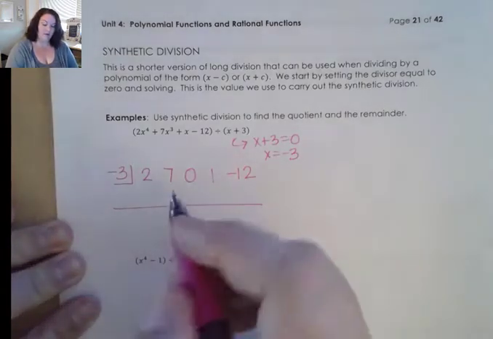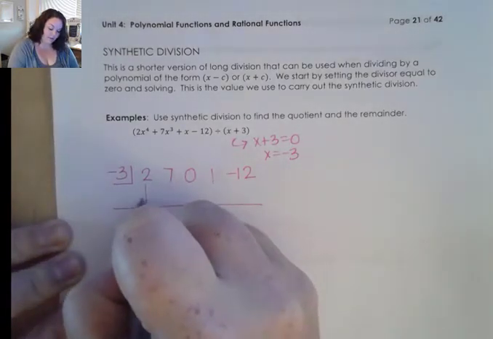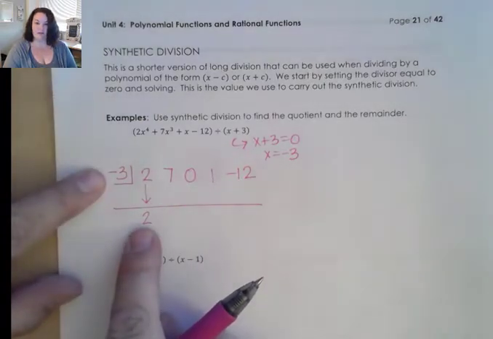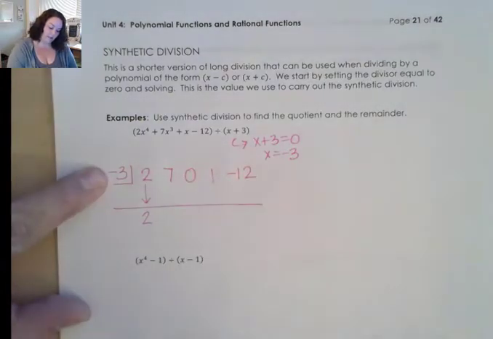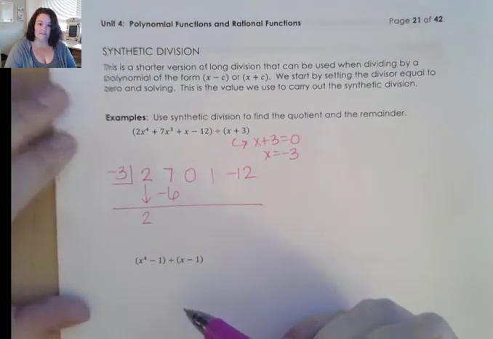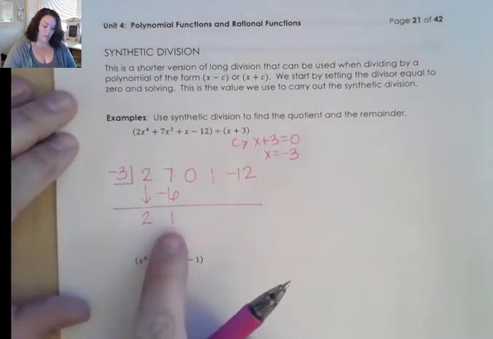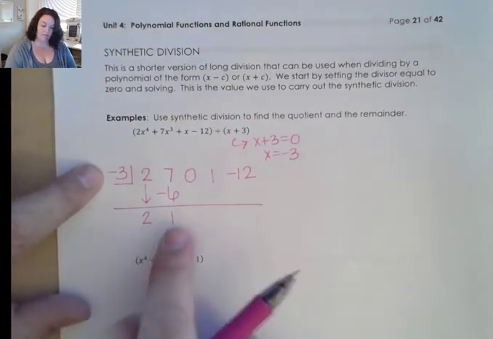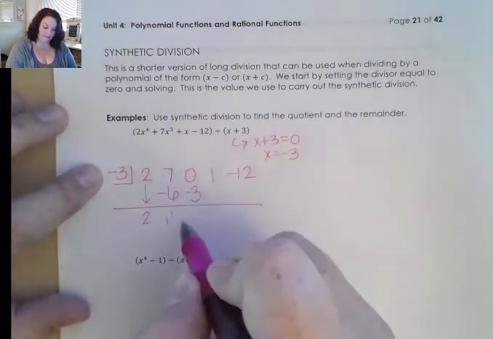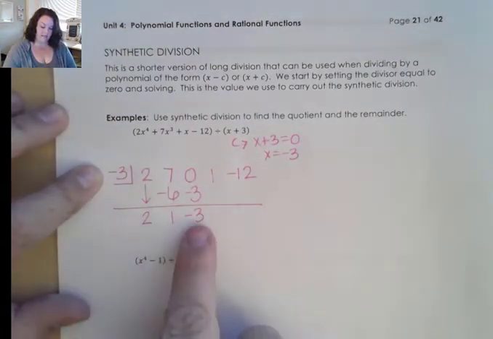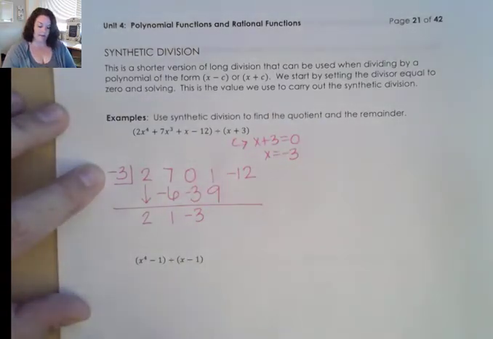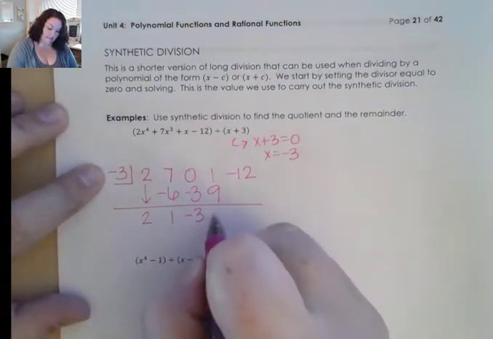Okay, so here's how synthetic works. We bring down our first number, which is a 2, and then we multiply that number by the number in our box. So 2 times the negative 3 in my box gives me a negative 6, and I combine down exactly how it looks. 7 minus 6 is 1. 1 times the negative 3 in my box is negative 3. And then I combine down. 0 minus 3 is negative 3. Negative 3 times the negative 3 in my box is positive 9. And when I combine down, 1 and 9 gives me 10.